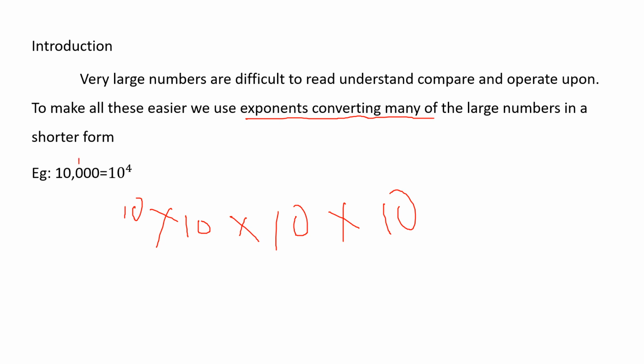Look here, 10,000 is a larger form. We are converting this into the shorter form, 10 power 4. Like this, we can convert larger numbers. So why are we following exponents and powers? To make calculation easy, to read the numbers easily, and to compare them easily, we are going for exponents. Is it clear, children? Now we'll see the formulas of this chapter.